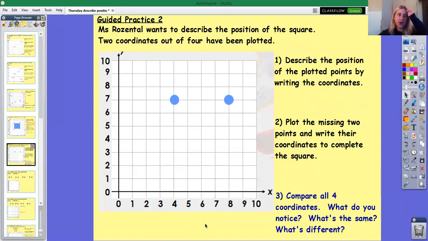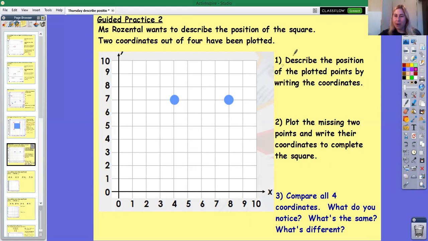Okay, guided practice 2. I want to describe the position of the shape. 2 coordinates out of 4 have been plotted. So first thing I want you to do is describe the position of the plotted points by writing the coordinates. Remember that you might need to label these vertices. That could help you communicate the different points. Then I want you to plot the missing points and write their coordinates. And then I want you to think about the pattern. So compare all 4 coordinates. So pause the video now and see how you get on with that.